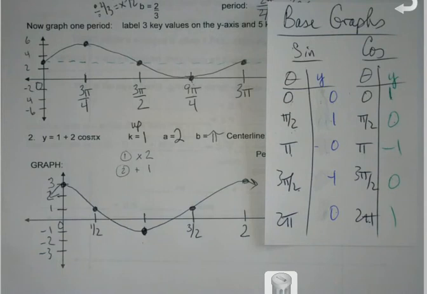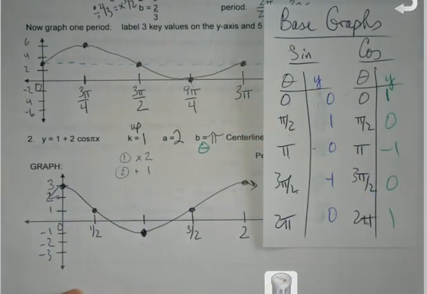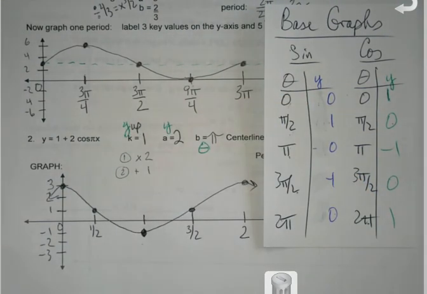But it all comes back to the base graph, because all the stuff that I do with k and with a are to my y value. B, I'll even do this. B messes with my angle measure. A and K both mess with my y value. And I've got to keep those straight, because the only shift we haven't talked about is a phase shift, and that's going to be the other one that messes with my angle measure.